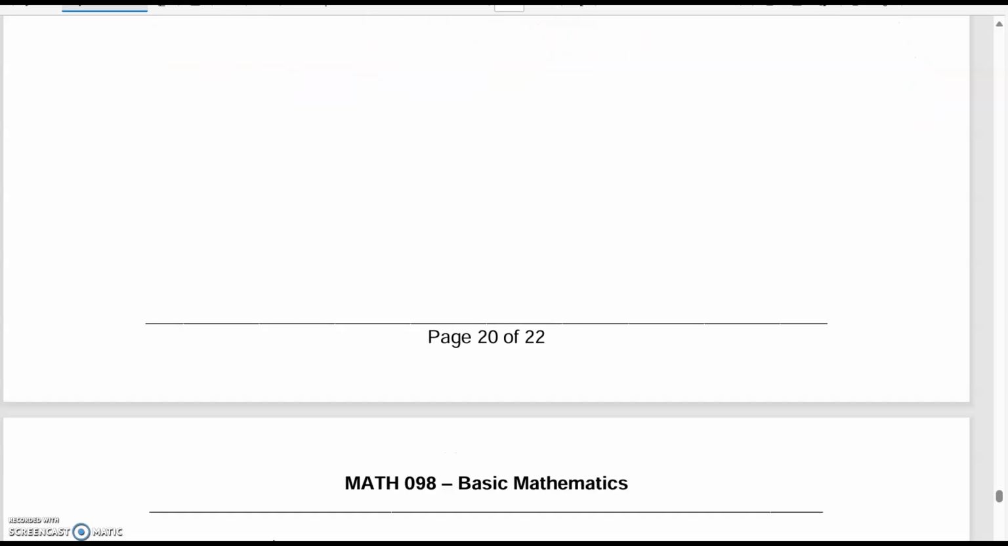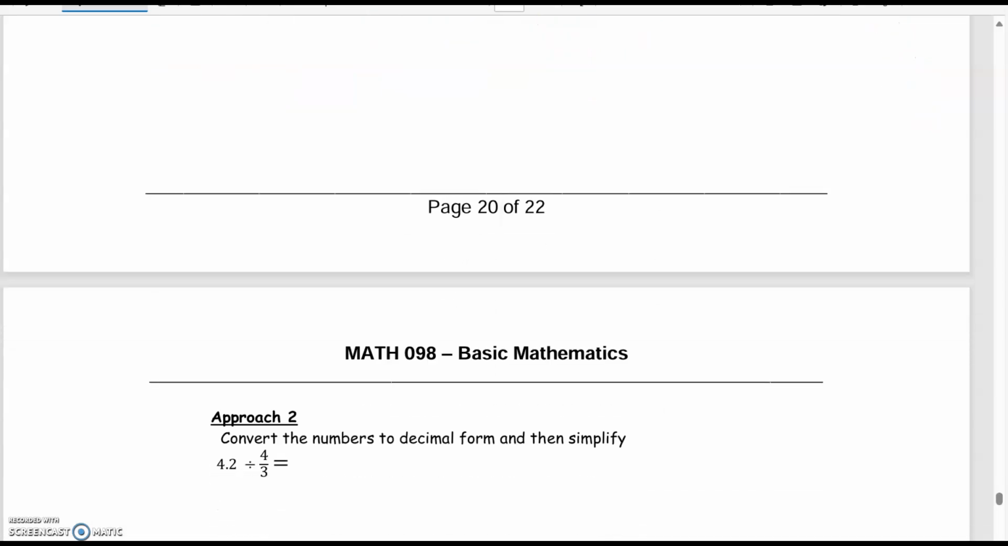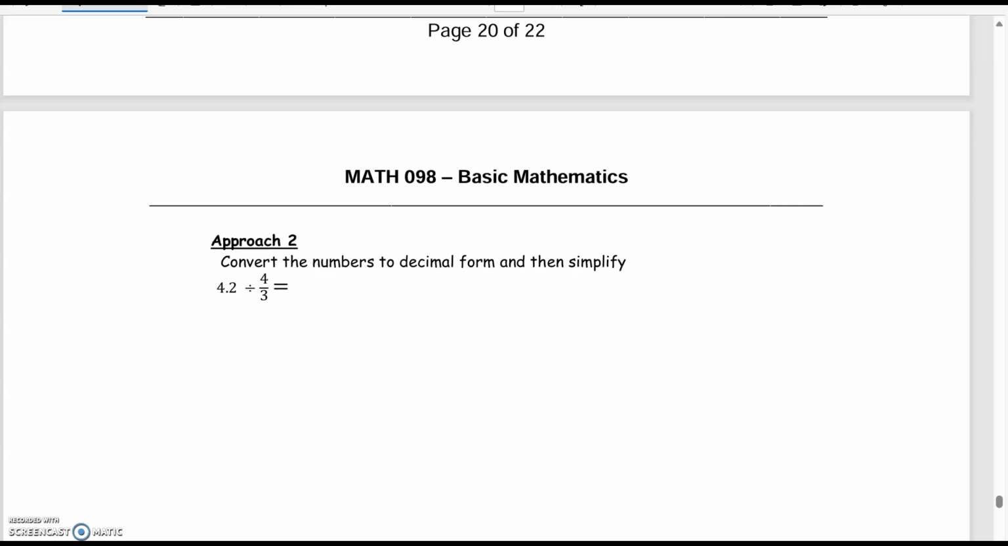Now, let's look at the next question. Now, if we converted both to the decimal form, that would be impossible, because if we go 4.2 divided by 4/3, if you simplify 4/3 and put it in the decimal form, we're dividing 4 by 3. So 3 times 1 is 3. Subtract, 4 minus 3 is 1.